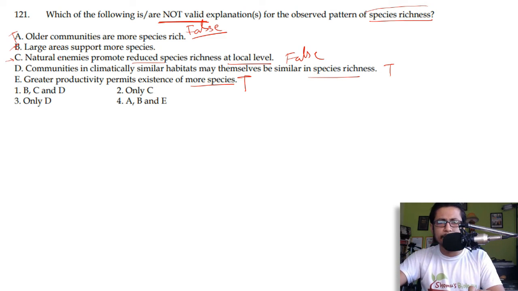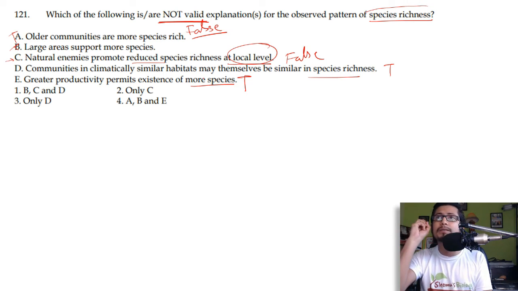Sometimes this kind of question becomes very confusing, because many of the terms, like richness and diversity, are terms that we use on many occasions in our life. So we don't remember the actual scientific meaning of these terms and how they are applicable. Natural enemies promote reduced species richness at local level. Why did I say it's false? Because species richness means how many species are living in that area. It does not necessarily depend on the enemy and the abundance of the enemy. How many enemies are present doesn't count for richness.